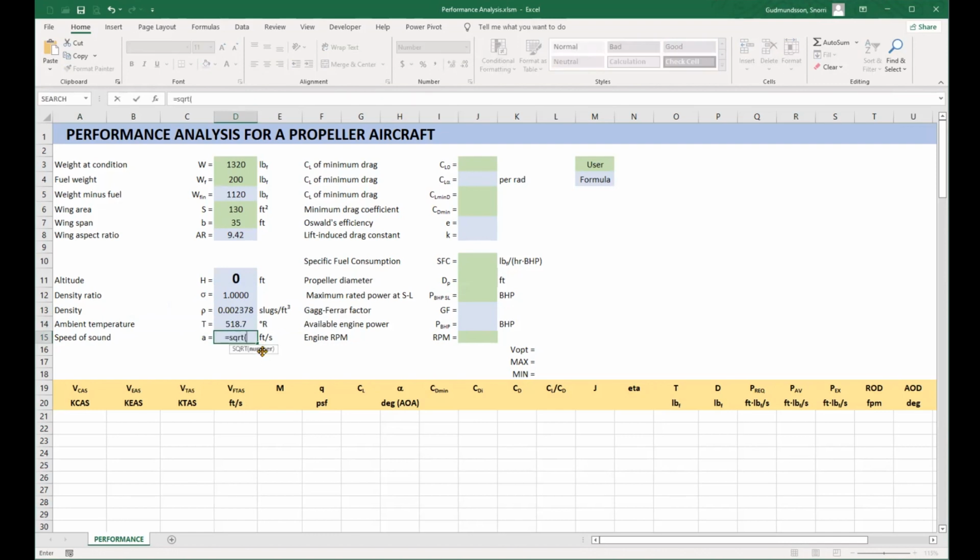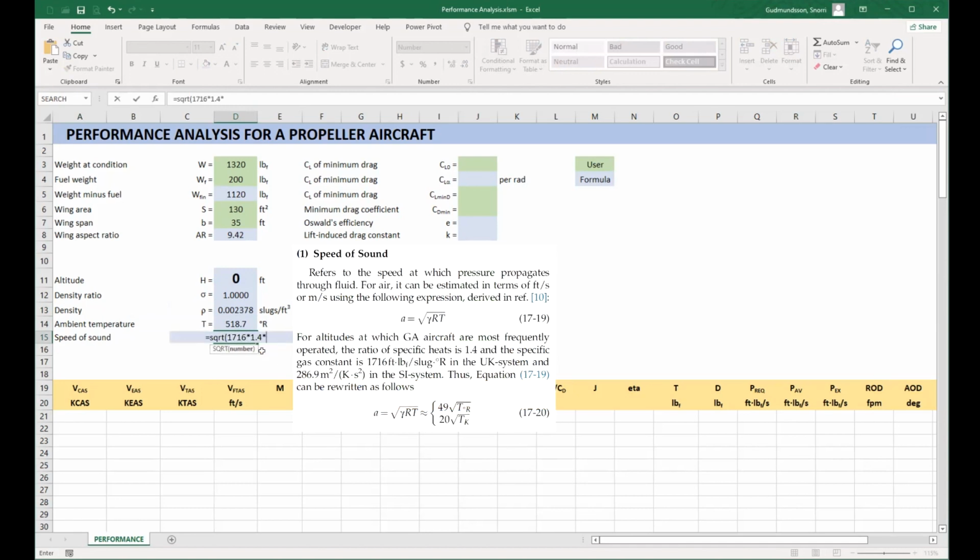We can now calculate the speed of sound at the entered altitude. It is the square root of the product R times gamma times T. R is the specific gas constant, gamma is the ratio of specific heats, and T is the absolute temperature we just calculated. This is equation 16-23 or 17-19.